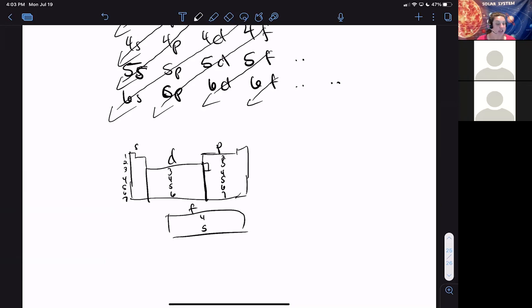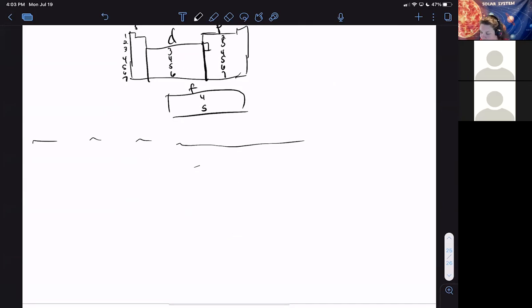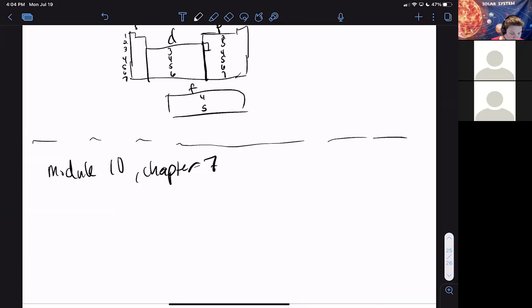Okay, chapter 7, or module 10, is our next thing. Does anybody have any questions about this one before I move on? Okay, so chapter 7, just about everything can be related back to effective nuclear charge.